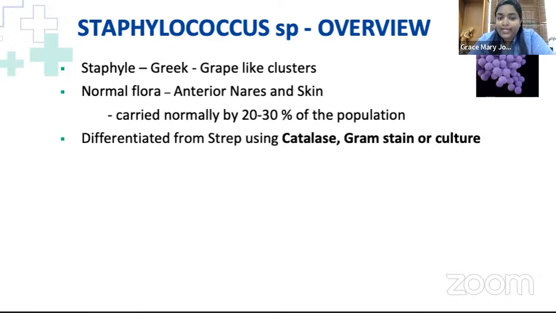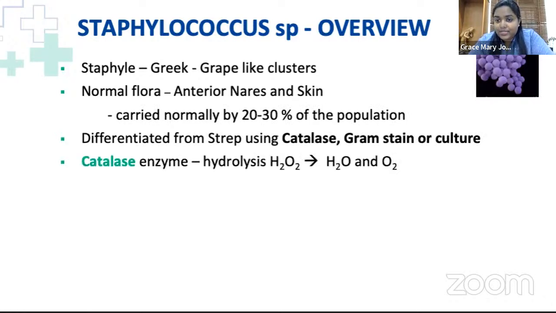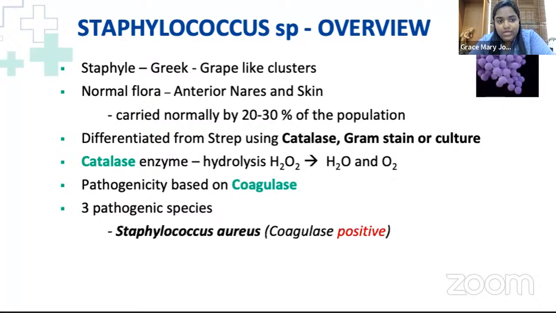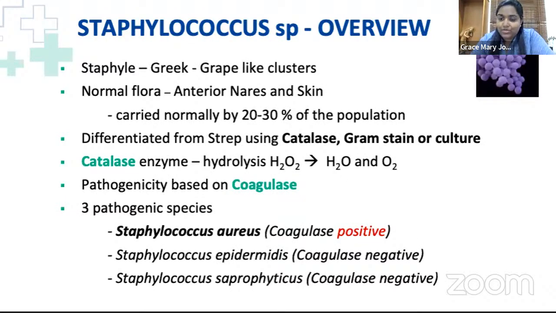And again, like I said, gram stain, catalase, and culture are the ones that will help you decide which one it is. And the catalase enzyme causes hydrolysis of hydrogen peroxide. And the coagulase test is very essential to know whether your pathogen is quite a bad one or not. Based on the coagulase, like I showed before, Staph aureus is positive, but the other ones are coagulase negative. The other ones include Staphylococcus hominis, Staphylococcus warneri, etc., which are all coagulase negative.